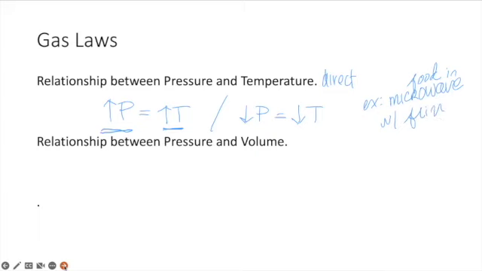So the relationship between pressure and volume. If pressure was to decrease, then volume would increase, and vice versa. If pressure were to decrease, volume would be increasing. And so this has an inverse relationship.